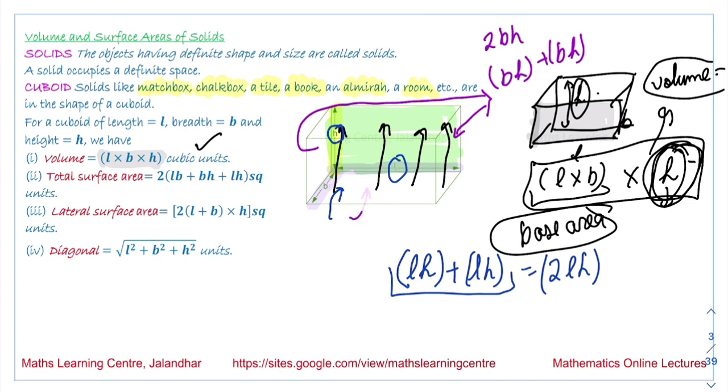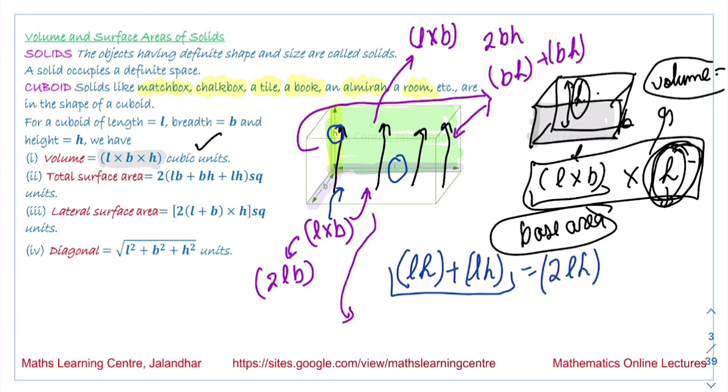Next we have this base over here, so it is length into breadth, and this is the roof we are talking about, so it is length into breadth. So the answer we are getting for these two values is 2 times length into breadth. So the final answer we are getting, the total surface area, is 2 times length into breadth plus breadth into height plus length into height. This is the total area, and the unit for area is square units.